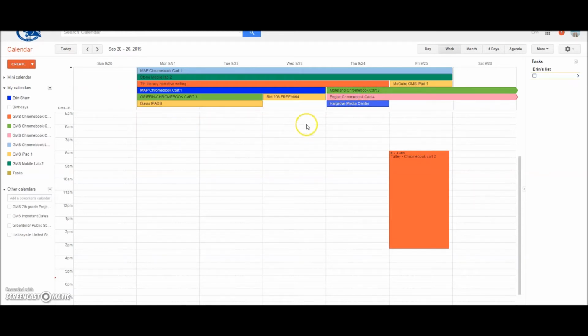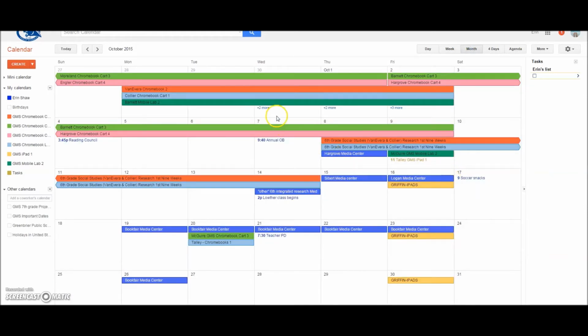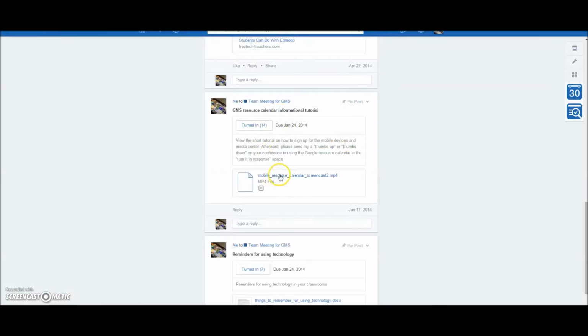I forgot about that one. And then Ms. Moreland and Ms. Engler take it over on Thursday and Friday. And then if you look at the month, this is what our calendars look like. So one of the things that I did in our Edmodo class was I uploaded one of these screencasts, just like what you're watching, the steps for a teacher, how to sign up on the mobile lab calendar.